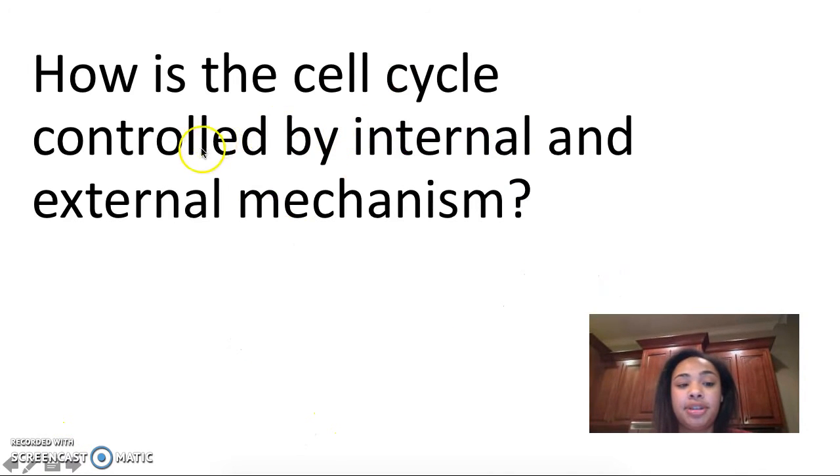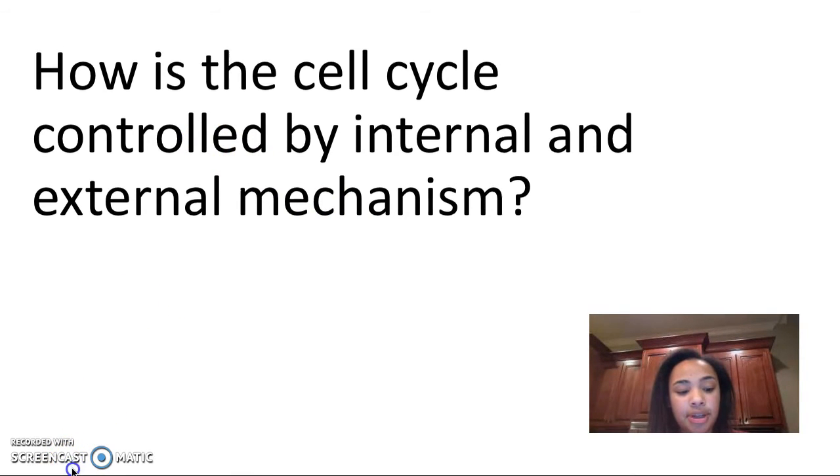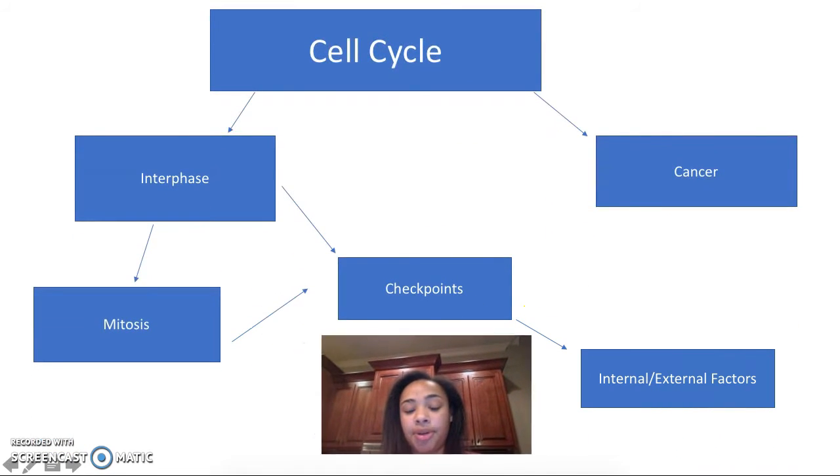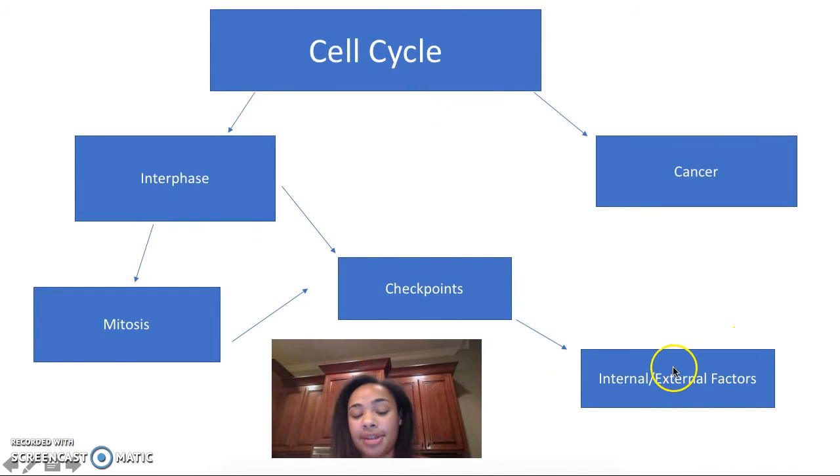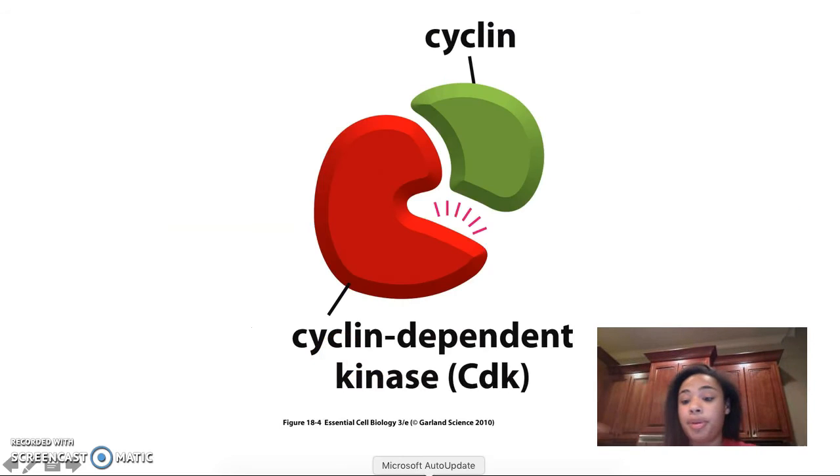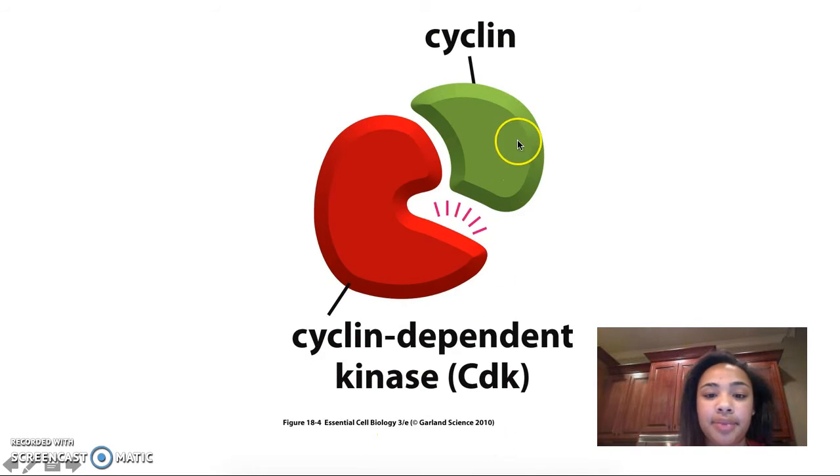All right, so now we're going to revisit this question. How is the cell cycle controlled by internal and external mechanisms? We now know the answer to this question because we know that these internal and external factors are what allow the cell to pass the checkpoint. To finish up with this question, there's one more topic to cover. Right here we're looking at a cyclin, and a cyclin is a protein. The reason it's called a cyclin is because their levels rise and fall cyclically in dividing cells, so it creates this cycle in the cells.